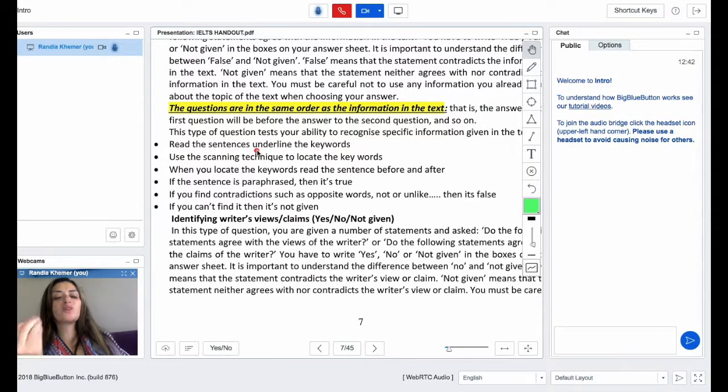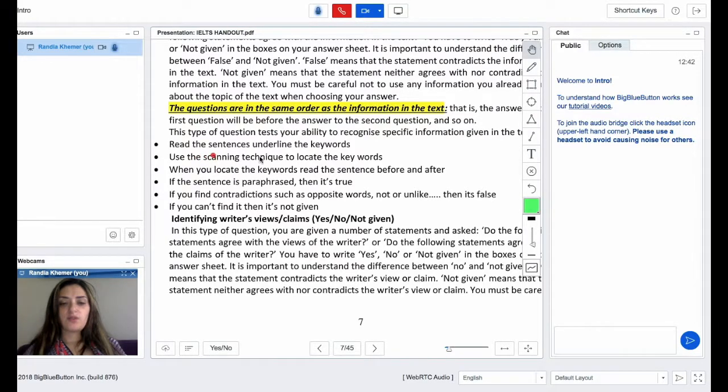I'm not asking if this information is true or false in reality. I'm asking you if this information is mentioned in the passage, if the opposite is mentioned in the passage, or if it's not mentioned in the passage at all, although it's right. Okay? So how do you answer these questions?